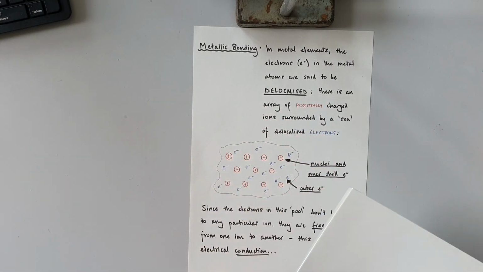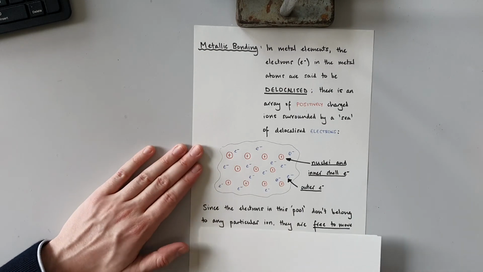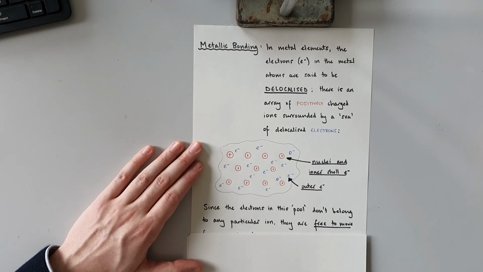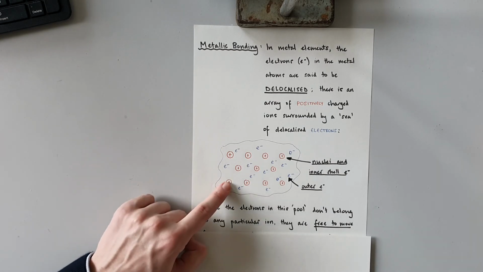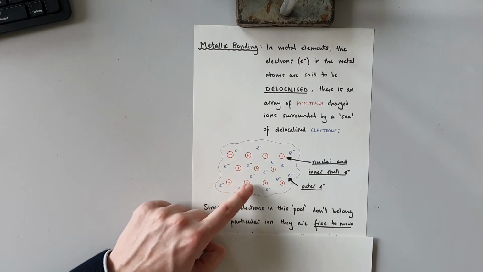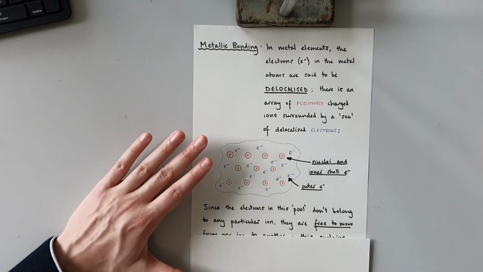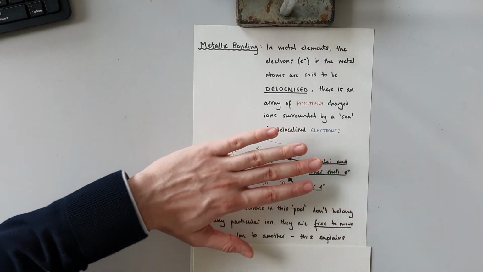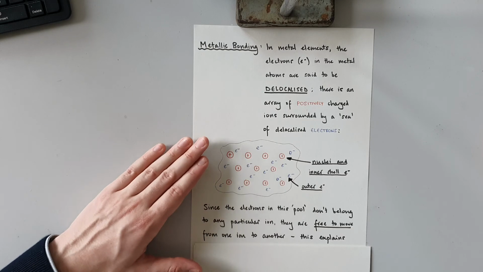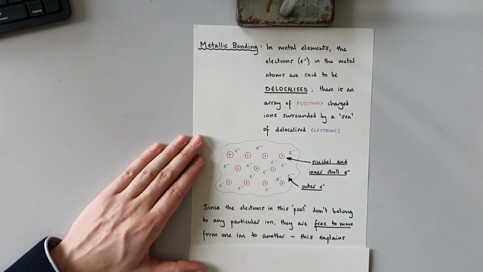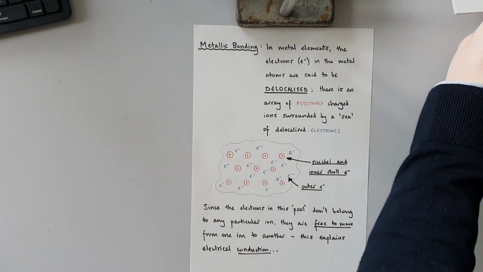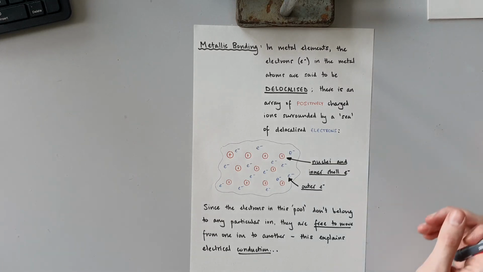Now, since the electrons in this pool don't belong to any particular ion, like they were in the atom or in the ionic compound, they're not tied to any given positive ion, they are free to move from one ion to another. So they move along like a sort of sea along the positively charged ions. Now that is very important because that concept, that idea that they move around freely, explains electrical conduction. It explains why metals are very good conductors of electricity.